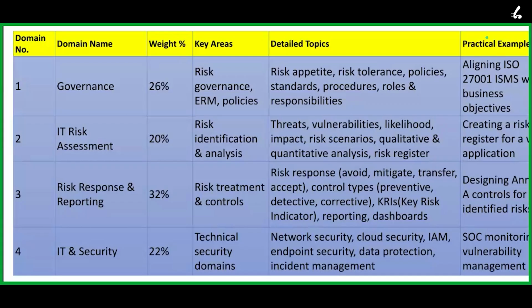Control types will be preventive, detective, corrective. Then we'll be discussing KRI, which is key risk indicator. With the key risk indicator, we will be able to see how well the risk is defined and how well my control is protecting against those risks or mitigating those risks. That will be defined in the metrics.